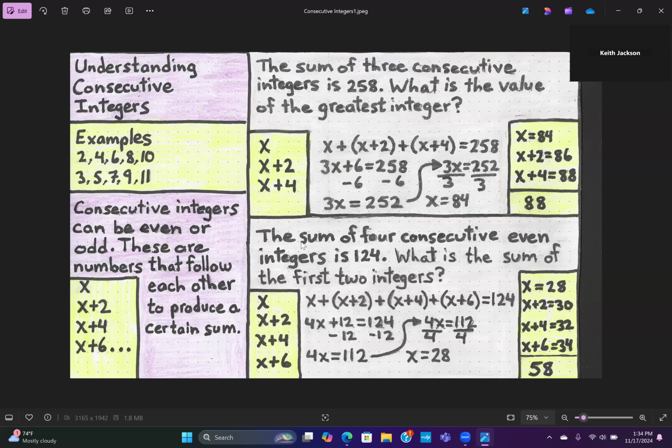You have been given quite a bit of information, and I wouldn't blame you if you need to pause the video to take a look at everything or replay this video as many times as you need to gain a deeper understanding of consecutive integers.